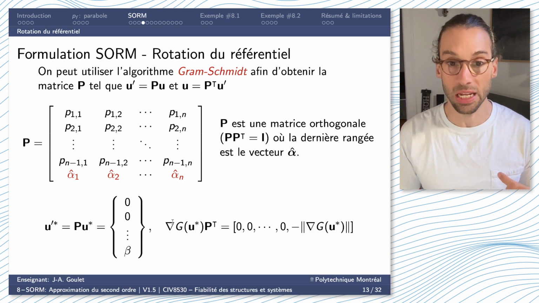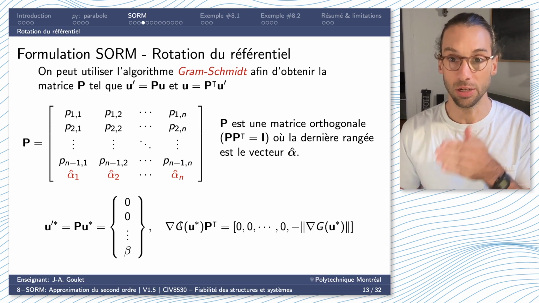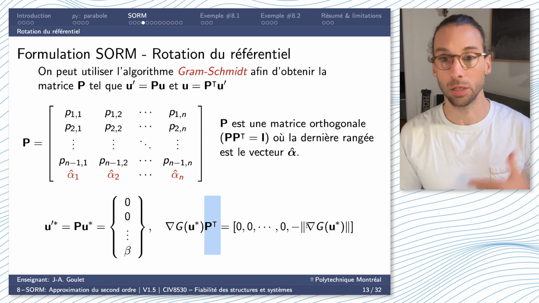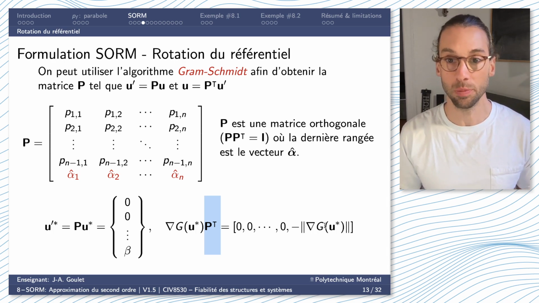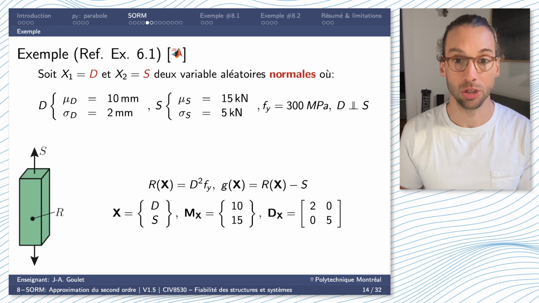For my gradient, I have something similar. If I take the gradient of the limit state function in the standard normal space, evaluated again at my design point, and I multiply this by P transpose, I'm going to have 0 for all the components but the last one, which is simply equal to the norm of the gradient, because I have reoriented everything with respect to simply the last dimension.